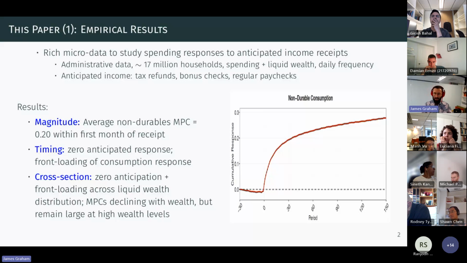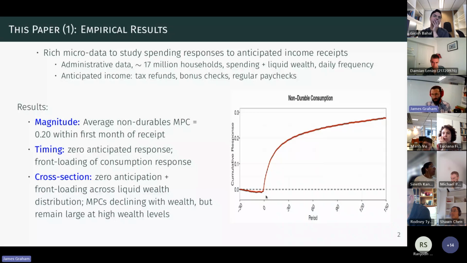So along the bottom, the x-axis down here, you can see negative 30 up to 150. This is days until and days since an income inflow. So think of this as like a tax refund. So in the 30 days prior to a tax refund, you can see that the spending response is very, very close to zero. So households effectively are not spending out of an income inflow that they know is coming and that they know they will have access to very, very soon. So it suggests that households don't smooth consumption before an income inflow.